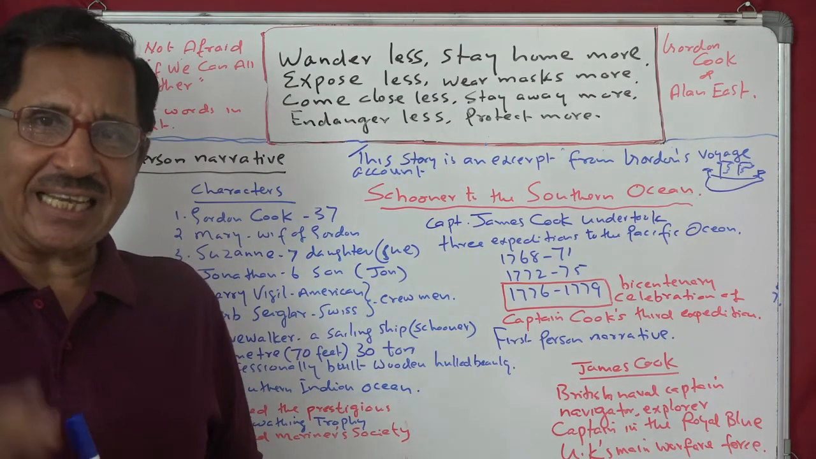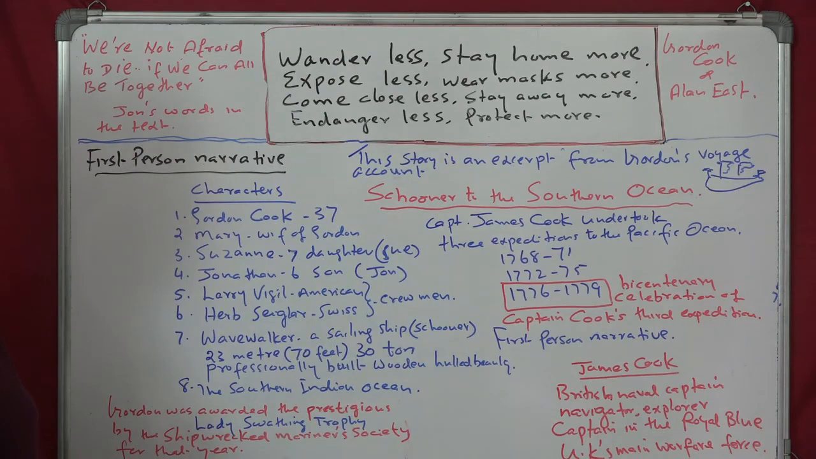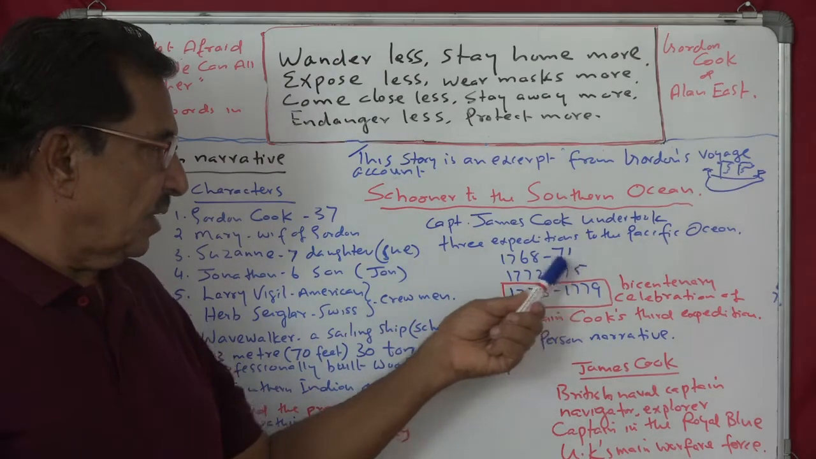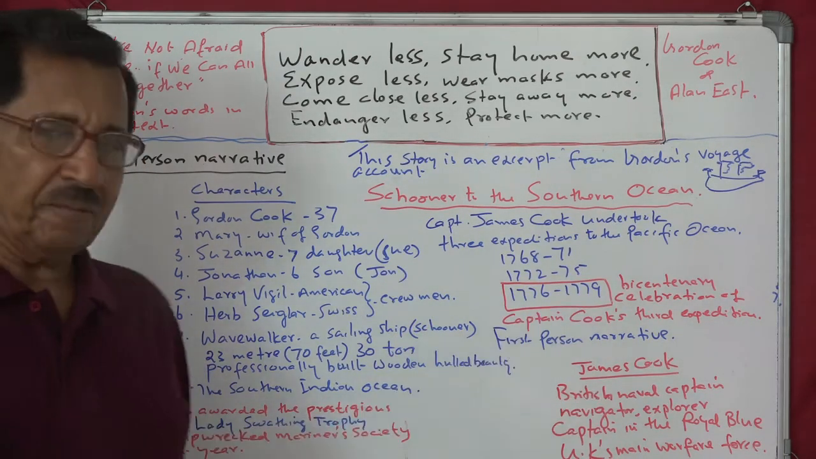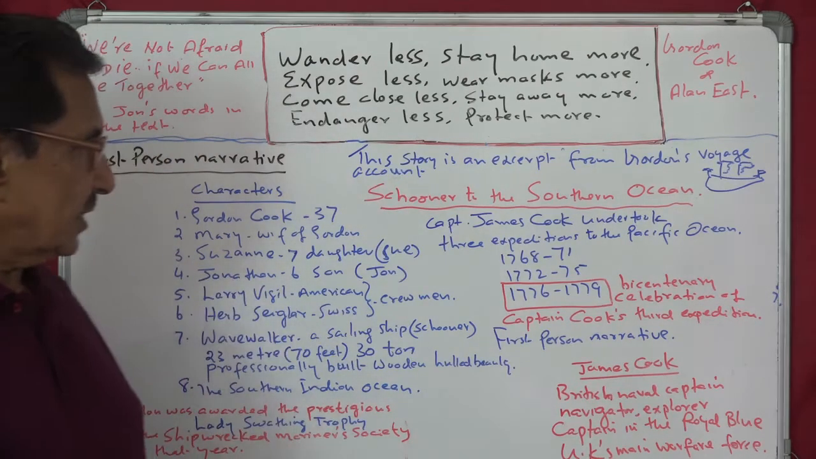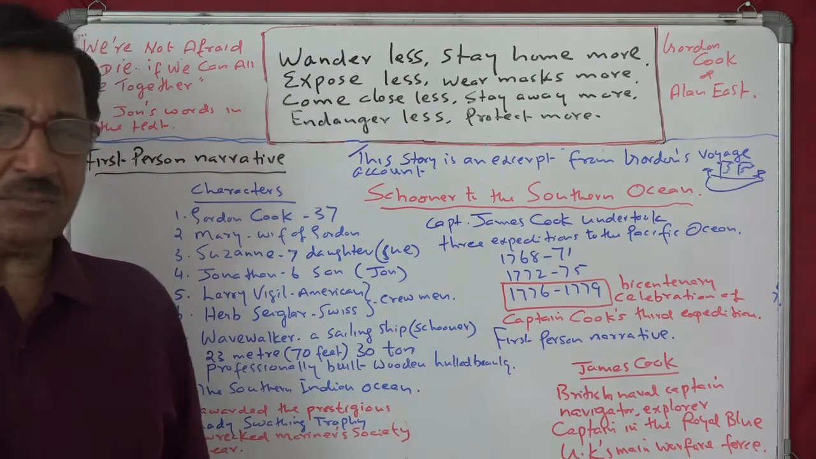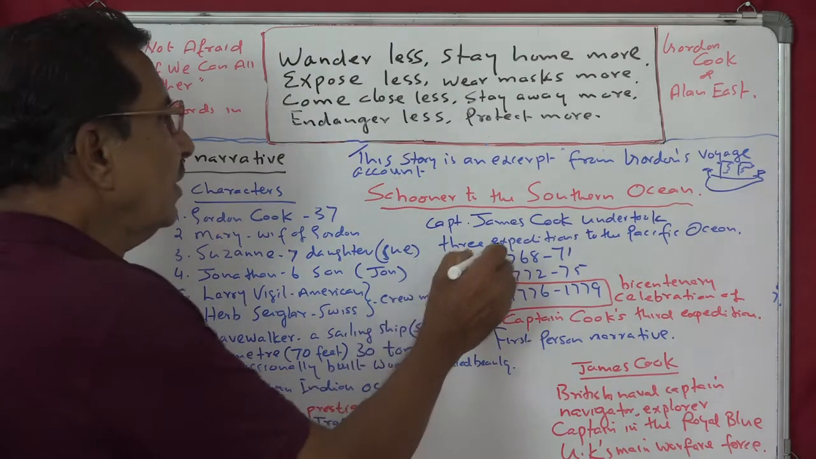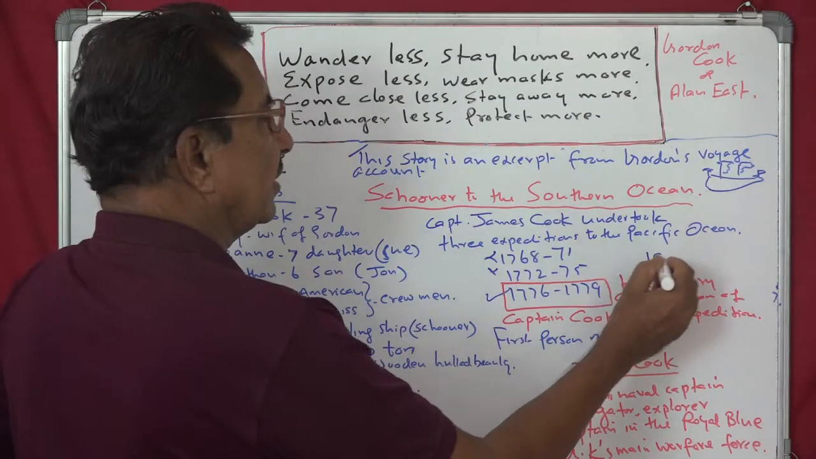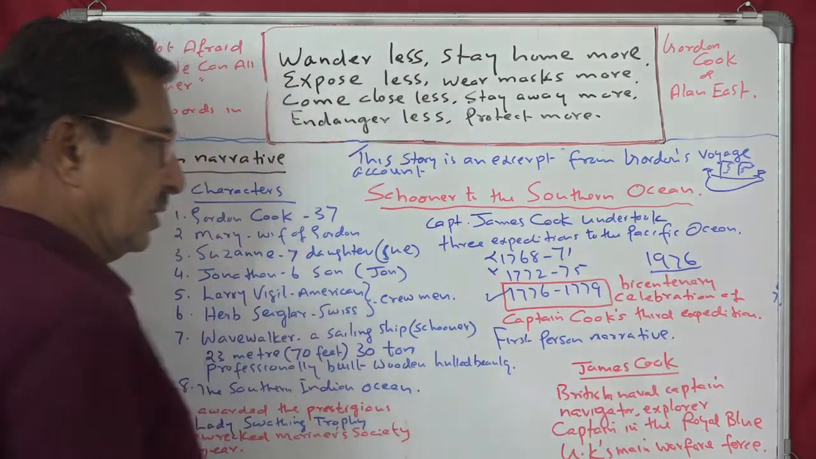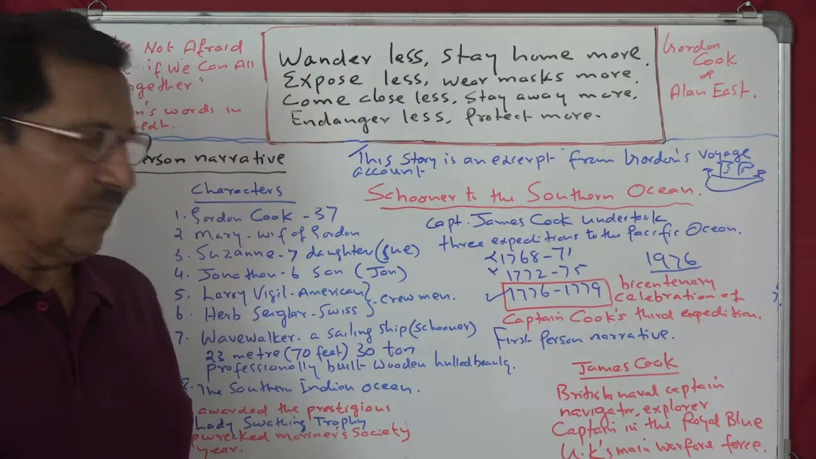James Cook made 3 expeditions into the Pacific Ocean. One was in 1768 to 71, the second 1772 to 75, and the third was 1776 to 79. And this is a bicentenary celebration of Captain Cook's 3rd expedition, not the first 2, but this 3rd expedition. 1776, and this is 1976. So 2 centuries, it's called bicentenary.